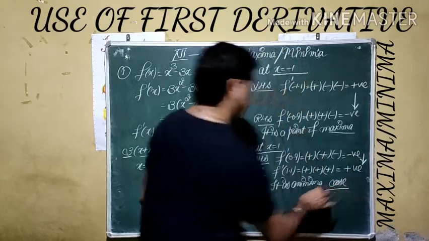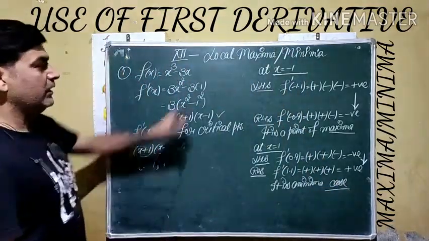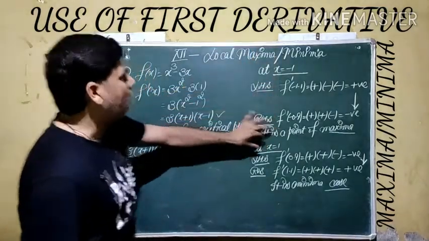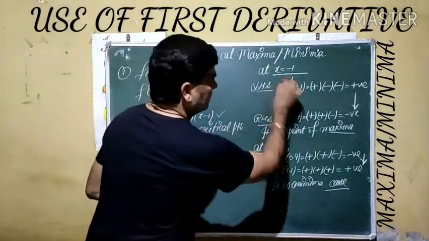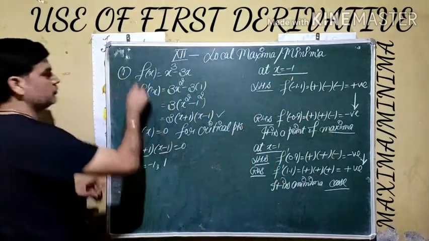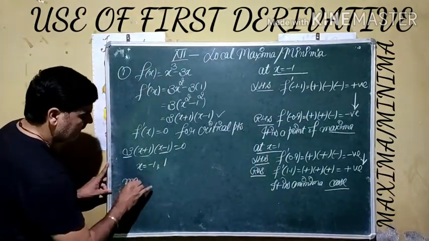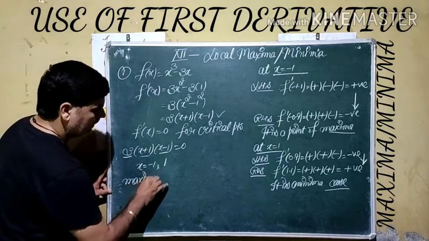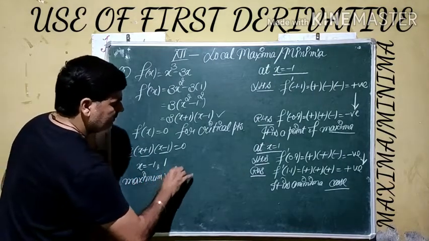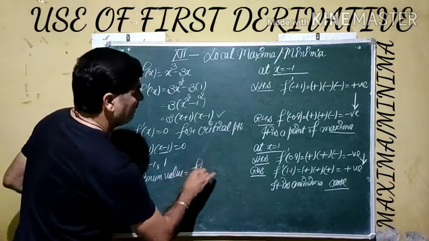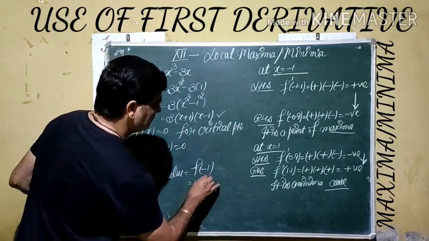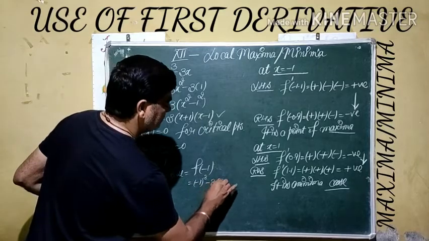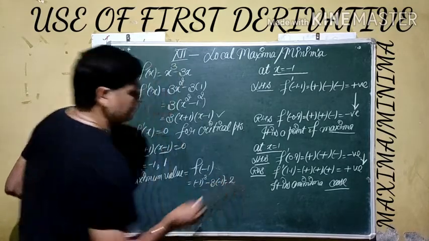So how can we calculate the maximum value and minimum value? If we put the identified critical point in the given function, we get the values. At x equal to minus 1, it gives us the maximum value. So the maximum value is given by the function at minus 1. If we replace it here, cube of minus 1 is minus 1, minus 3 times minus 1. If we simplify, we get the final answer as 2.